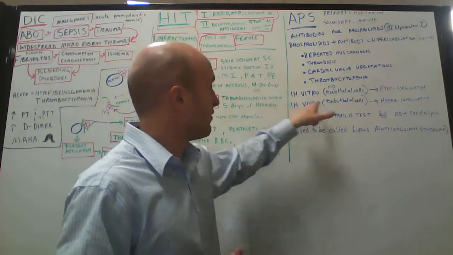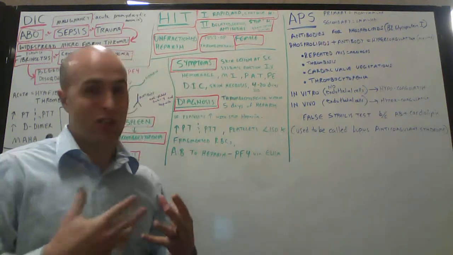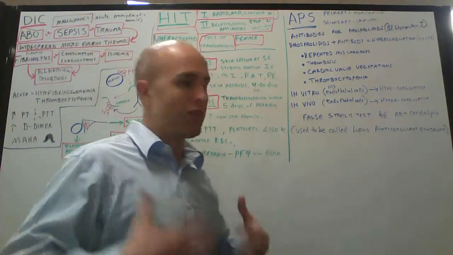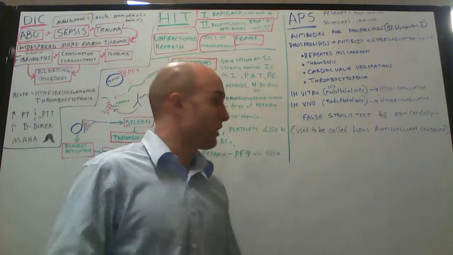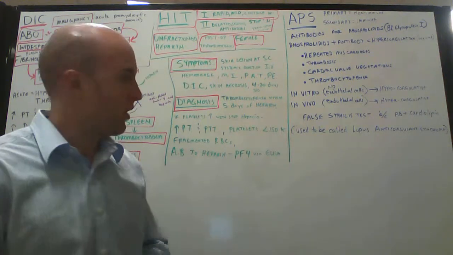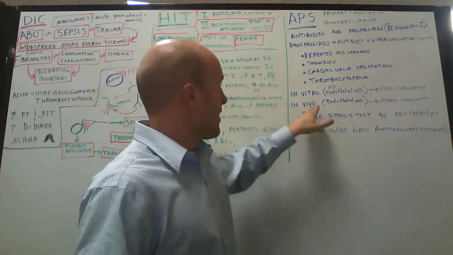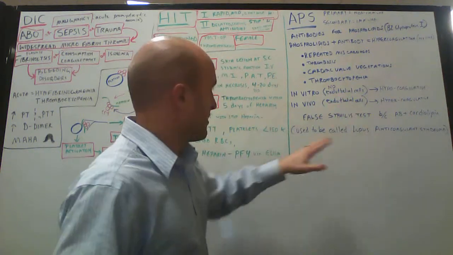But when you put it in vivo, and in vivo means in the body, live, in the body there are endothelial cells, and so they will have hypercoagulative blood. That's if I understand that correctly. I apologize if I made any mistakes.